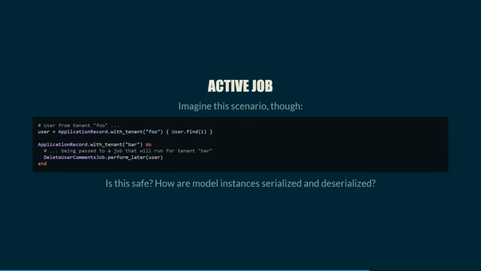Imagine this scenario, though. You've got a user that you pulled out of tenant foo, and then accidentally, you're in a different tenant context, and you call perform later. Like, do the safety checks cover this? They don't, actually.